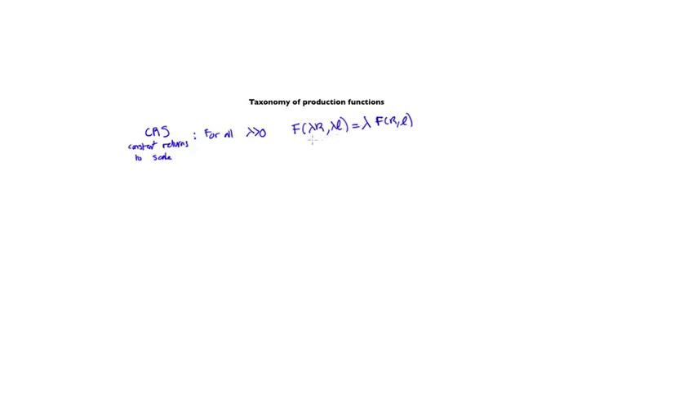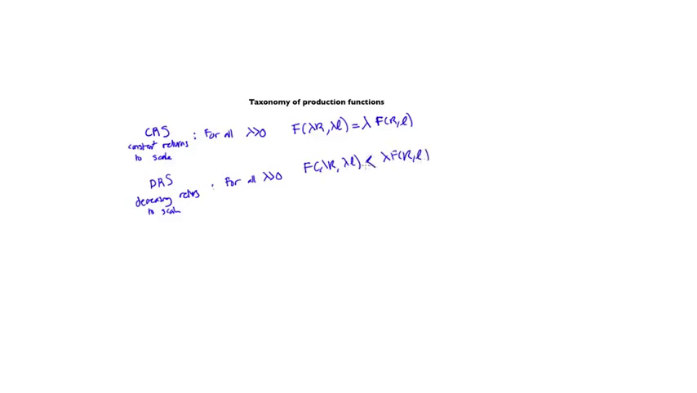So an equal scaling of the factors produces exactly the same scaling of the output. We say that a function satisfies DRS, which stands for decreasing returns to scale, if for all lambda greater than 0, with lambda again the scaling factor, the impact of scaling production by a factor of lambda does not scale up by lambda. It scales up by less.